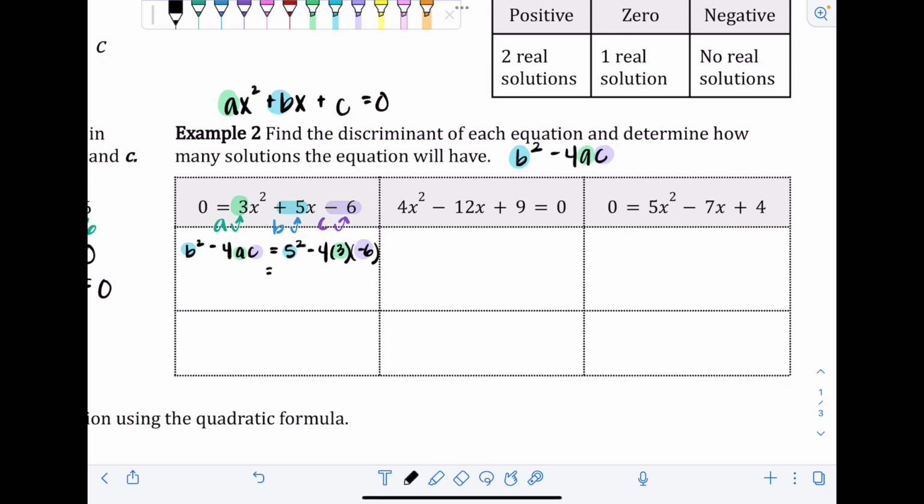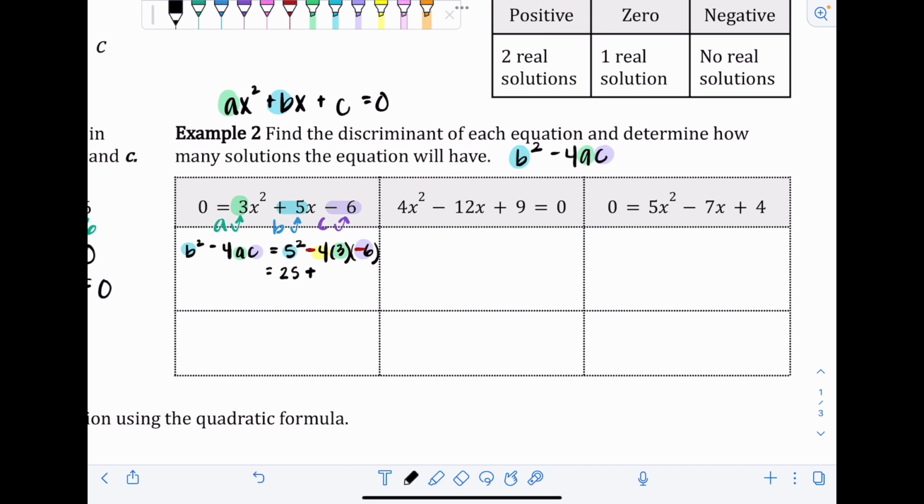So 5 squared is 25. And then this next part, I like to think of the minus 4 as a negative 4 and count that in with my negatives. So what I mean by that is I'm going to count up how many negatives I have. I have 1, 2 negatives, the negative 4 and the negative 6. If you have an even amount of negatives, when you multiply those numbers together, you will get a positive product. So I'm going to put a plus right there, and then now I'm not going to worry about the signs.